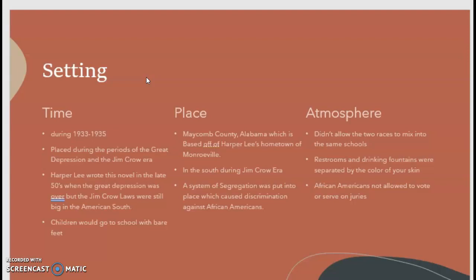The place that it's set in is Maycomb County, Alabama, which is based off of Harper Lee's hometown of Monroeville. It's in the South during the Jim Crow era once again, and a system of segregation was put into place which caused discrimination against African Americans. The atmosphere didn't allow the two races to mix in the same schools. Restrooms and drinking fountains were separated by the color of your skin, and African Americans were not allowed to vote or serve on juries.